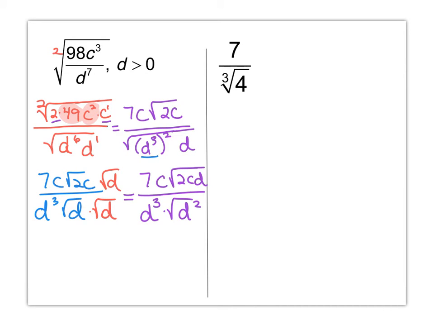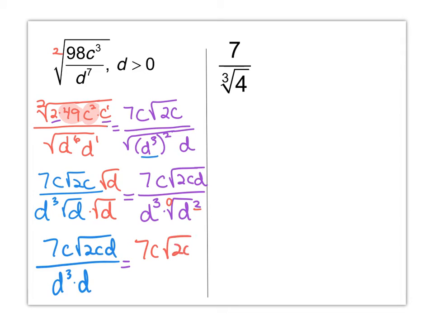Now the index of 2 and the power of 2 are inverses, so that can be simplified. So we can write this as 7c times the square root of 2cd all over d to the third times d to the first, the square root of d squared being d. And then finally we can write our answer with a numerator of 7c square root of 2cd, and the denominator is d to the fourth.